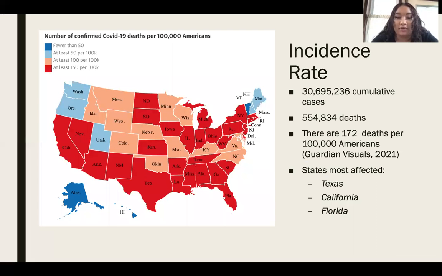Today, there are around 30,695,236 cumulative cases and around 554,834 deaths. And according to Guardian Visuals, there are 172 deaths per 100,000 Americans. COVID-19 affects Texas, California, and Florida the most.